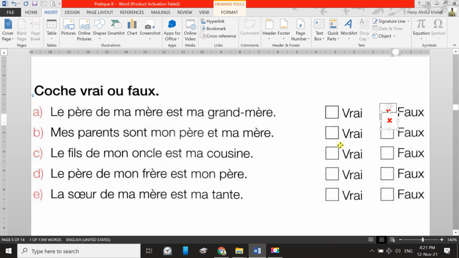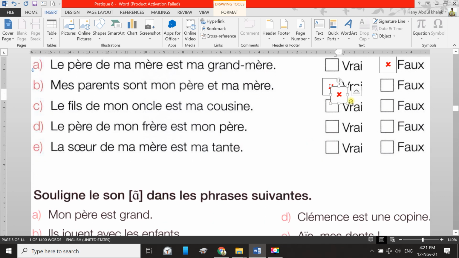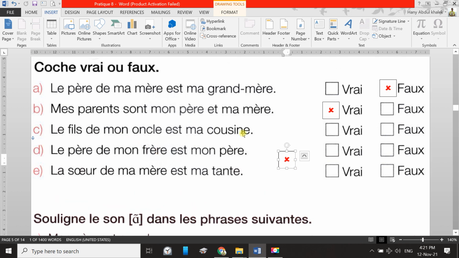Number 2. Letter B, mes parents sont mon père et ma mère. My parents are my dad and my mother. Sure it's correct. Letter C, le fils de mon oncle est ma cousine. The son of my uncle is my cousin. Sure it's false. Why? Because cousine is féminin, the girl. So it should be the daughter, not the son.